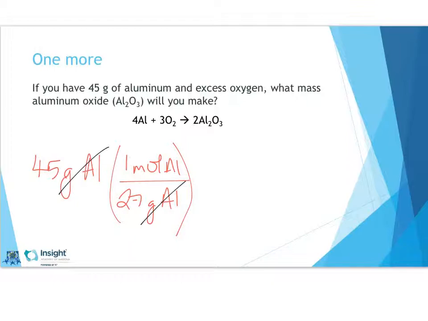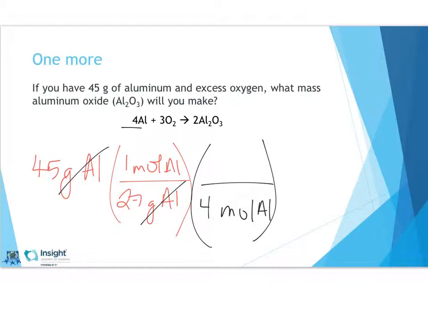So now that I'm in moles, I can apply the molar ratio. My moles of aluminum have to go on the bottom. If I go to my equation, there's a 4. And the question asks about aluminum oxide, so moles of aluminum oxide are going to go on top. And my coefficient is a 2, so that's the number I'm going to have there. And that takes care of moles of aluminum.